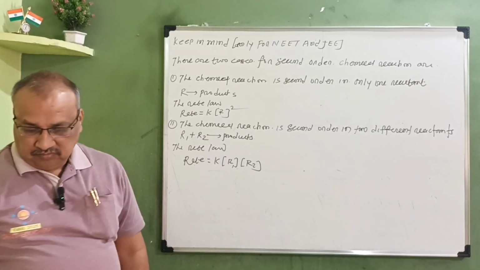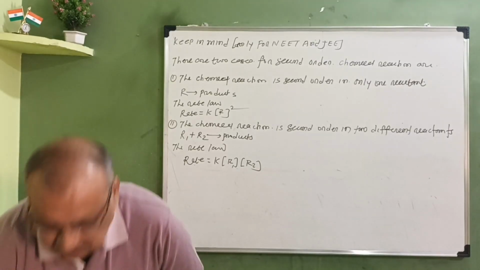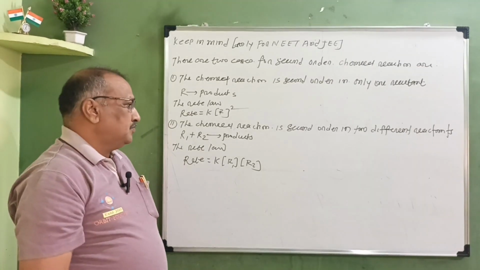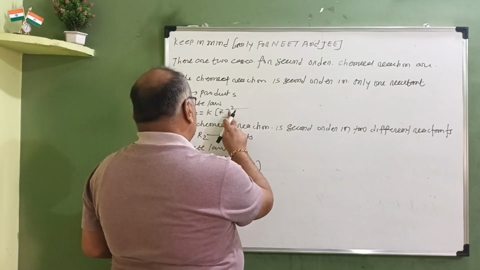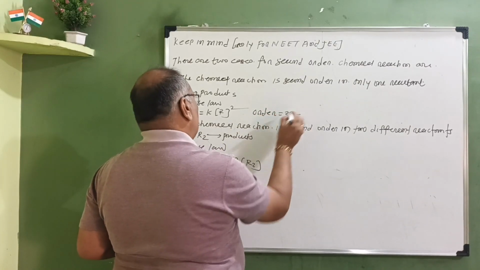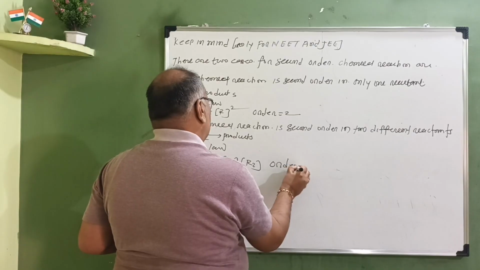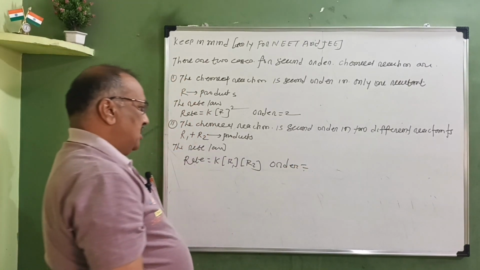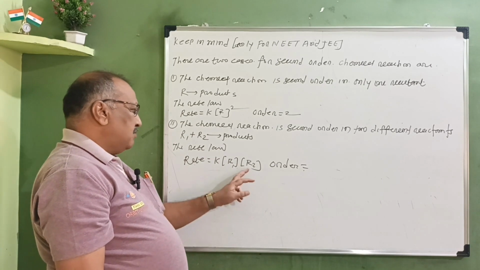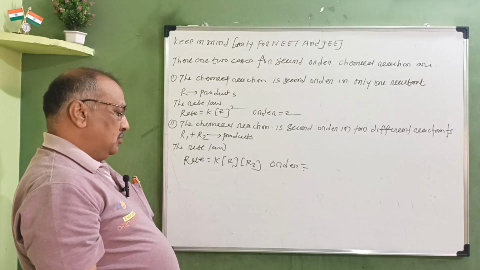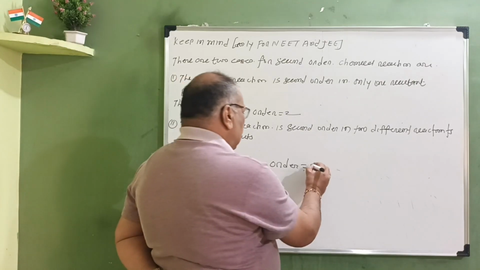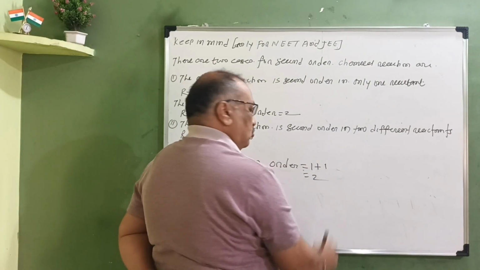Now here power of this concentration of R is 2, therefore its order is 2, and here partial order with respect to R1 is 1 because power is 1, and partial order with respect to R2 is also 1 because power is 1, but overall order, that is 1 plus 1 equal to 2.